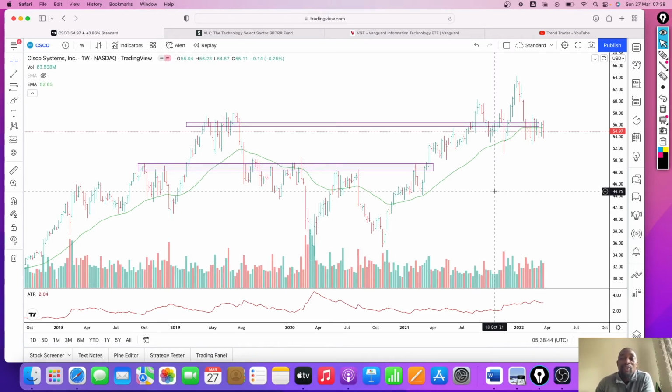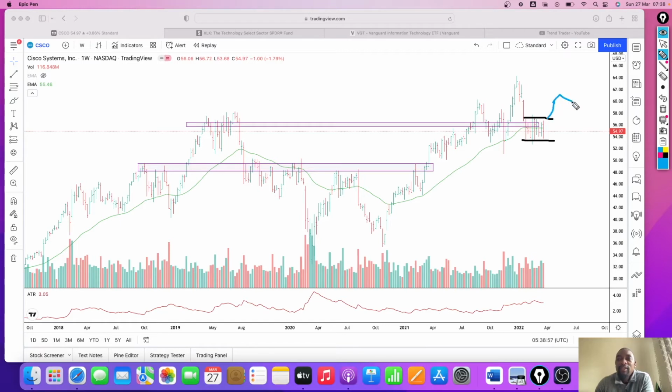The chart of Cisco at this moment is not that attractive. It's still stuck in this limbo here. What we see is that there are going to be two scenarios. If it trades above this level, above 56, then we might be interested in this particular position.